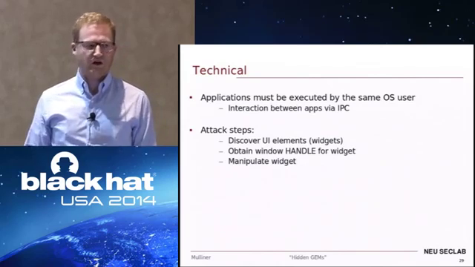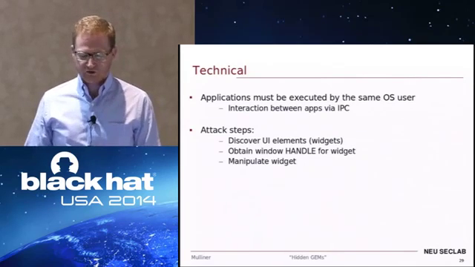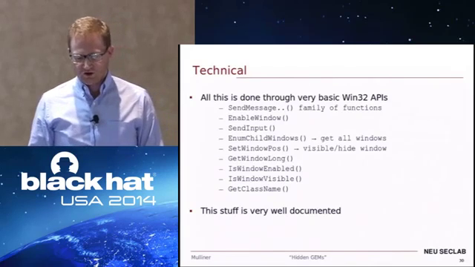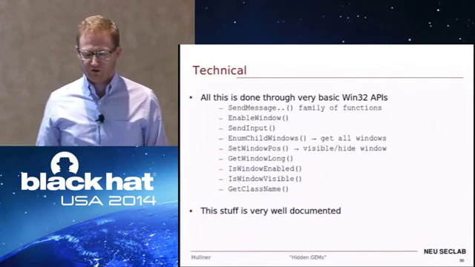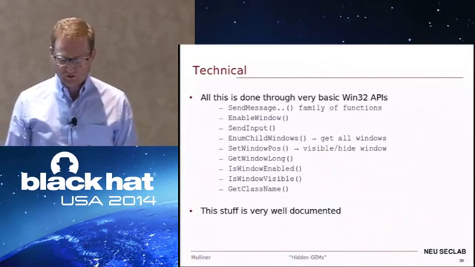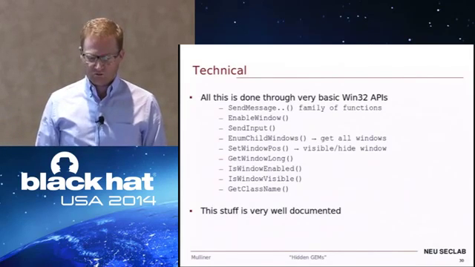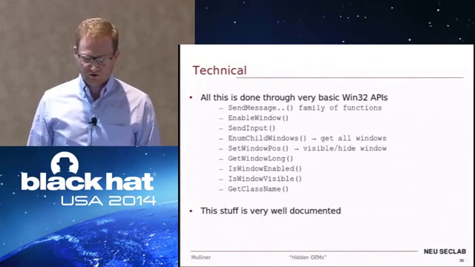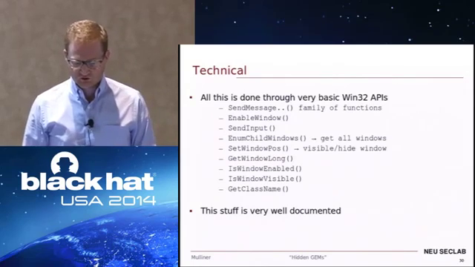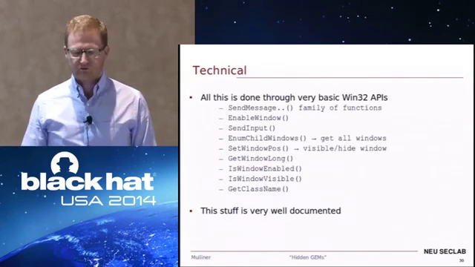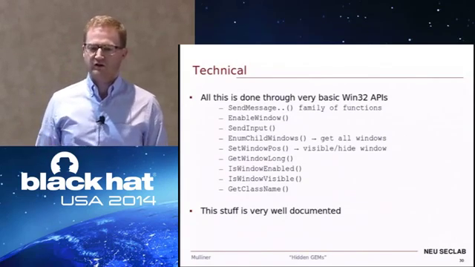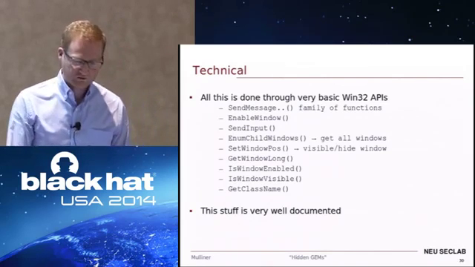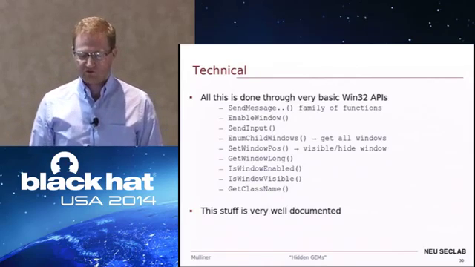And the steps are really: you have to discover the UI elements, all the widgets, obtain a window handle, and then send a message to it. All of this is done through very basic Win32 APIs, like the SendMessage family, EnableWindow, and EnumChildWindows. So you just get all child windows of an application, and then you can check: is this window enabled, visible? You can access all of this programmatically, without having the user sit in front of it and inspect everything manually.